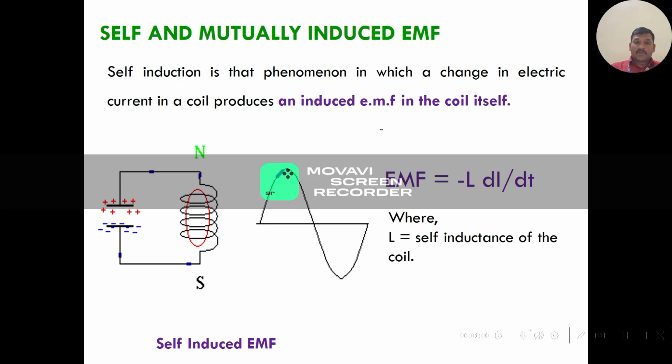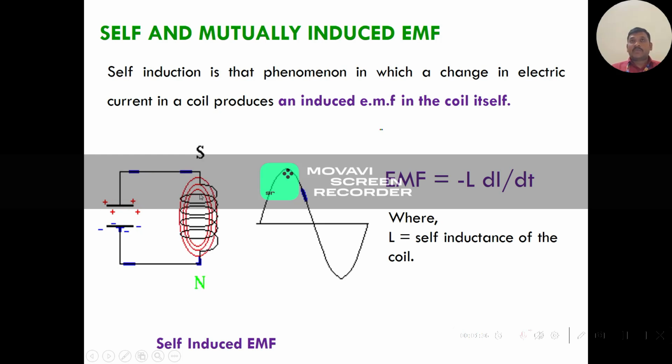Here I have shown an animated image, and here you can see that a coil is connected across an AC source. Whenever this coil is connected across an AC source, there will be a current flow, and its magnitude depends on the reactance or the impedance of the coil.